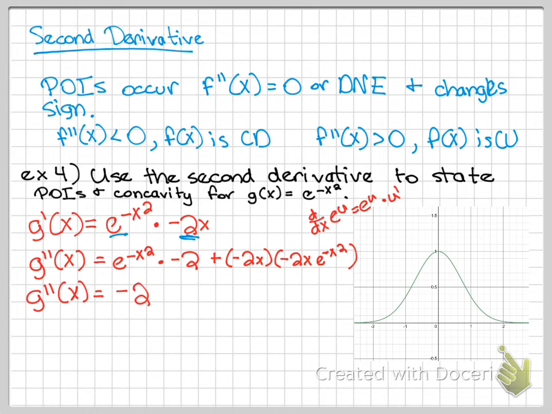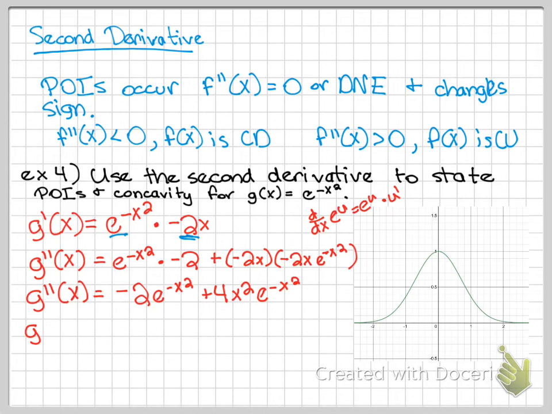So negative 2 times e to the negative x squared plus negative 2 times negative 2, 4x squared times e to the negative x squared. Okay, so if I just have this written down, I can't tell a lot about g of x, or the second derivative. So let's see if we can factor something out to make it look a little better. So I could factor out an e to the negative x squared.